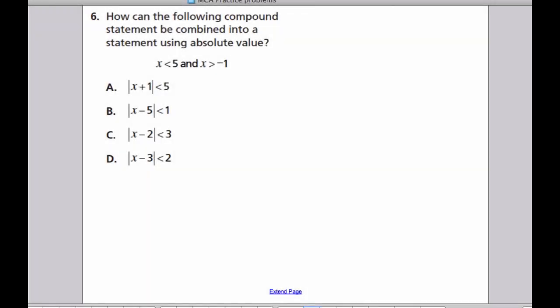Now we're going to work on problems 6 through 10 of the MCA practice tests. Feel free to take notes again as we go through it. Question number 6. How can the following compound statement be combined into a statement using absolute value? This is going through and testing some algebra and seeing what happens when you do absolute value.